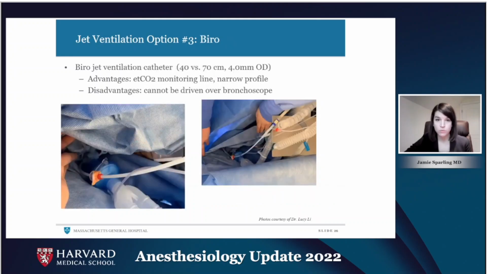The third iteration was moving on to the Biro catheter, which is perhaps the happy medium between these two. The Biro catheter comes in either a 40 or 70 centimeter length and has a 4 millimeter outer diameter. Because of this, its narrow profile optimizes surgical exposure, and we benefit from having an end-tidal CO2 monitoring line. The only disadvantage we found in our practice is that it cannot be driven over a bronchoscope, so at times it can be difficult to pass. With a well-seated LMA, however, this can be achieved without much difficulty.